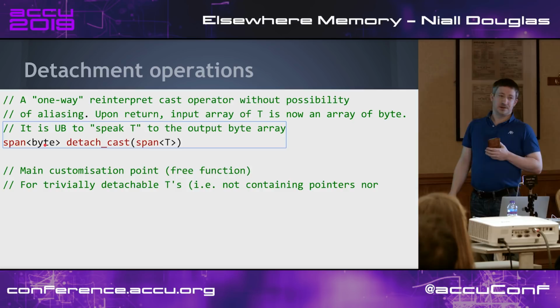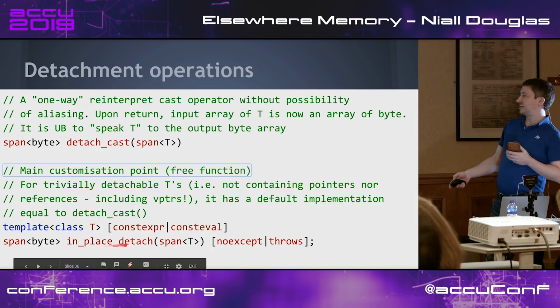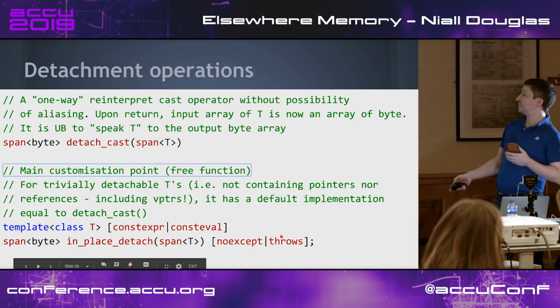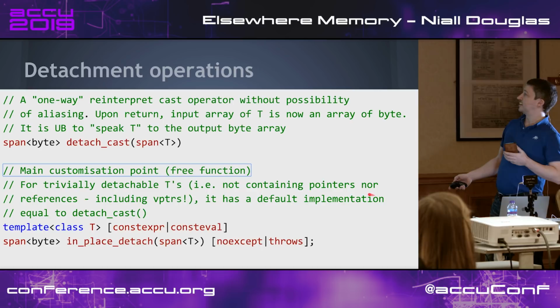Now, that's a bit hard to use, so I'm proposing that as a free function for a main customization point. For trivially detachable types, the compiler would default implement this in-place detach, which has basically got the same input and the same output, but it's a free function in the same normal way as any C++ function. You can make it noexcept, you can make it throw if you're keen on herbceptions. You can make it constexpr, consteval, that's fine. But the compiler will default define one of these, and it's defined to be a detach cast if the type contains no pointers or references or v-pointers. Does that all reasonably make sense?